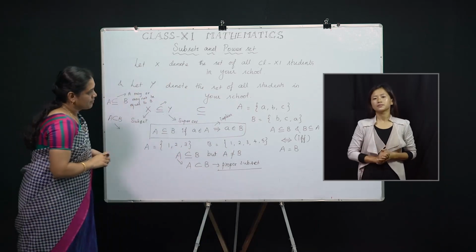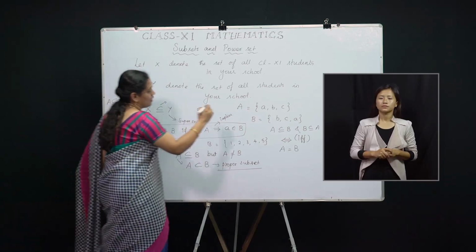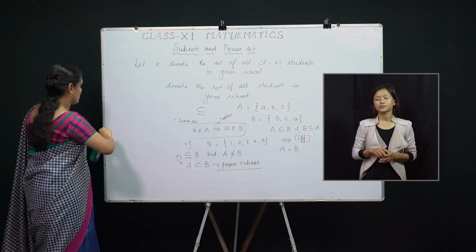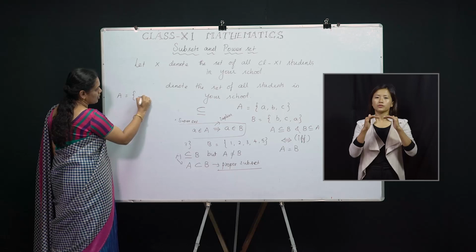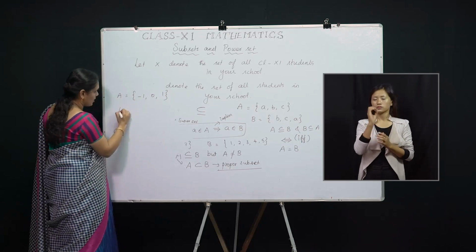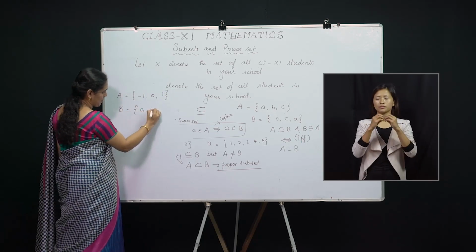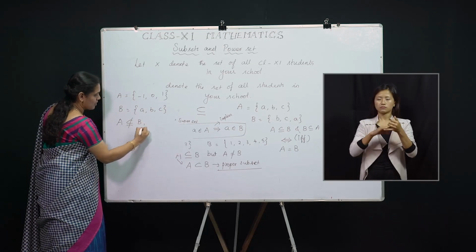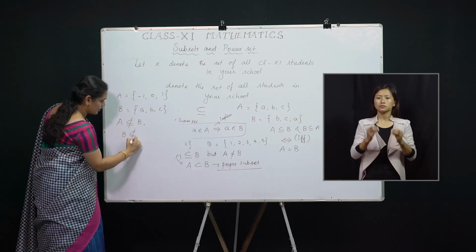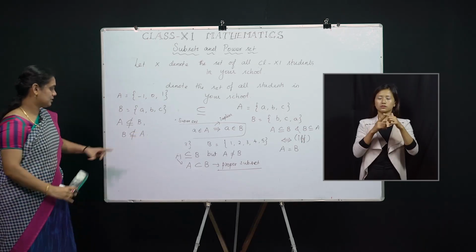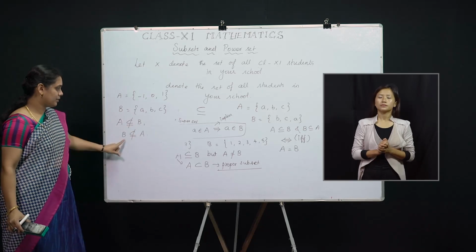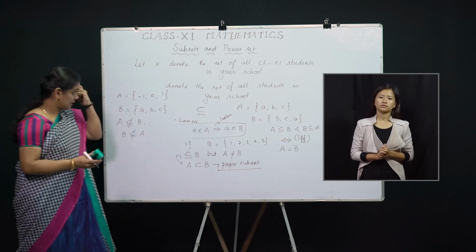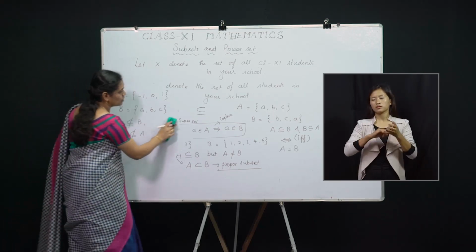Okay. Then, for example, if you take A equal to {-1, 0, 1} and B as {a, b, c}. See, here A is not a subset of B and B is not a subset of A. Okay, this represents it is not a subset. A is not a subset of B. B is not a subset of A.